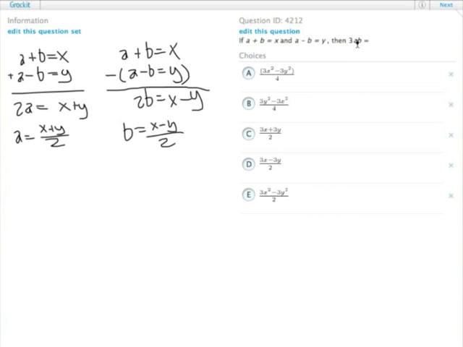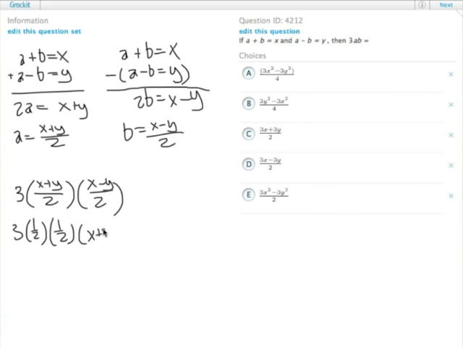We then need to figure out what 3 times a times b equals. So we have 3 times (x plus y) over 2 times (x minus y) over 2. We can factor out these 2's into each being 1/2. So that's 3 times 1/2 times 1/2 times (x plus y) times (x minus y). 1/2 times 1/2 is 1/4, and then 3 times 1/4 is 3/4.